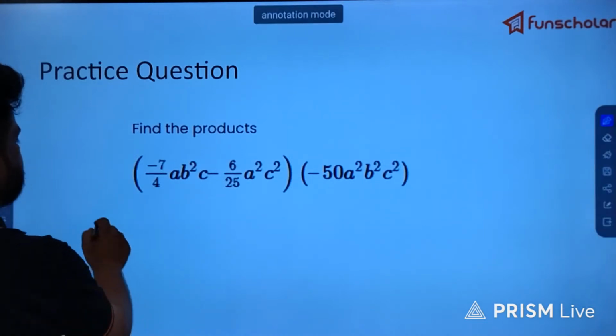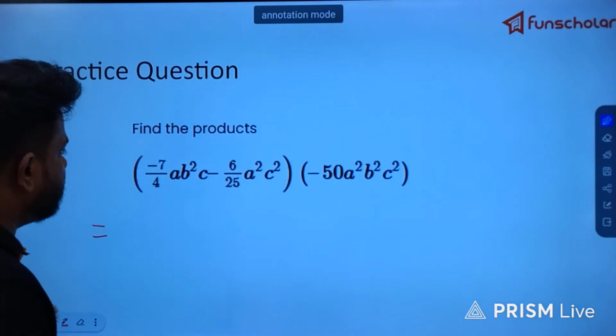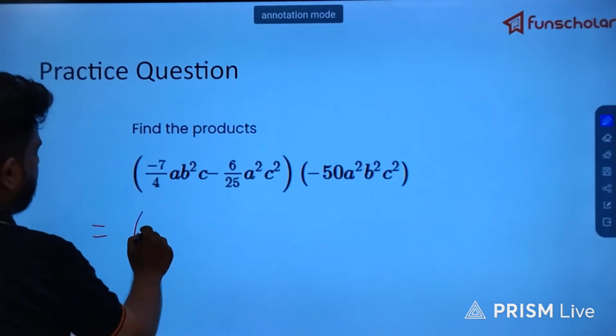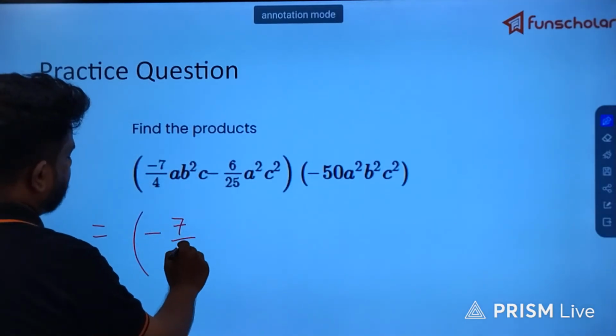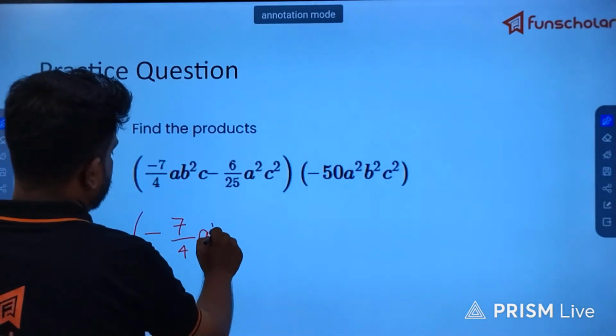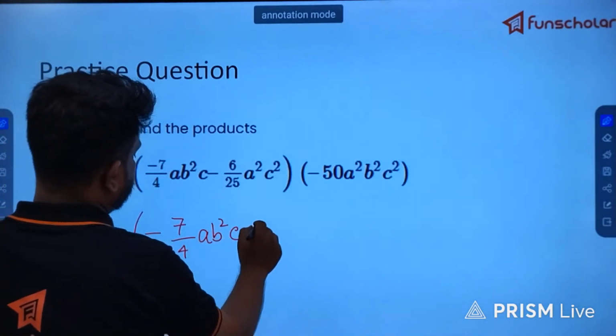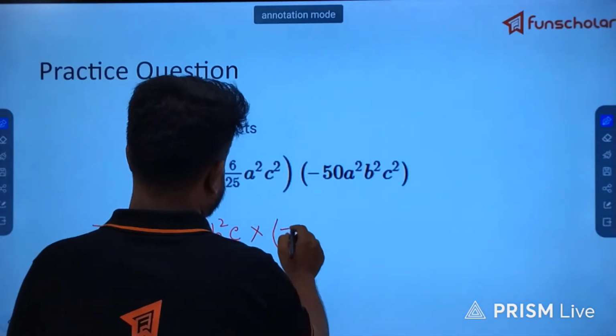The next is this. Now do this one. So if we have to break it down and write it like this, it will be written like this.